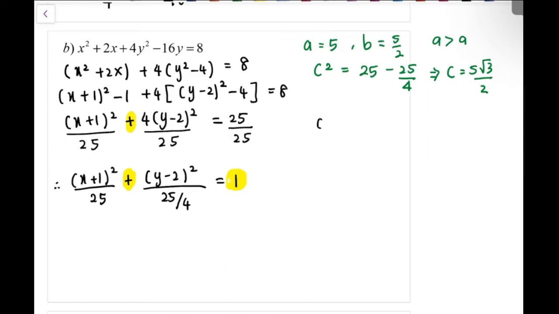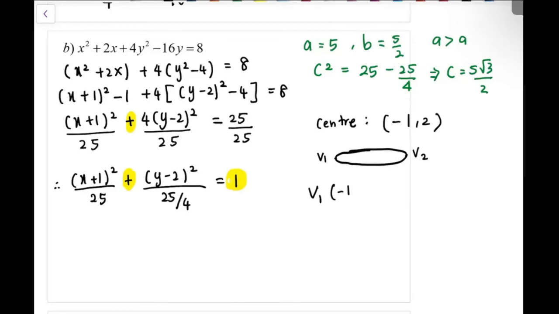So center is HK, means coordinate center would be negative 1, 2. Alright, A is longer than B, so the shape looks like this. Remember, V1 and V2 is our measure now. Distance is A. So for V1, x coordinate would change, y would stay. So negative 1 minus A. A is 5, so negative 1 minus 5, we get negative 6, 2. For V2, we have to add 5, so we get 4, 2.